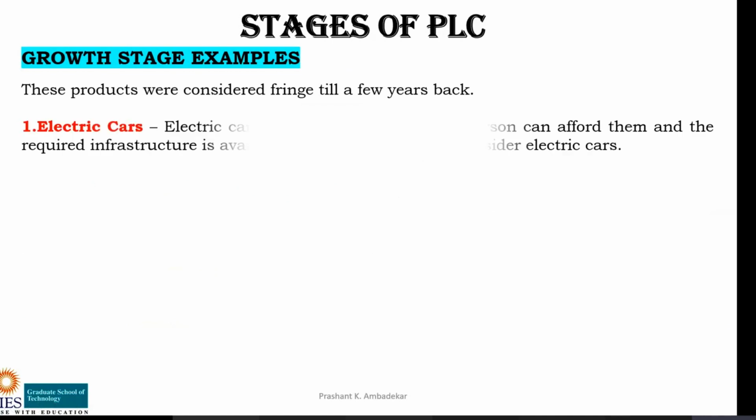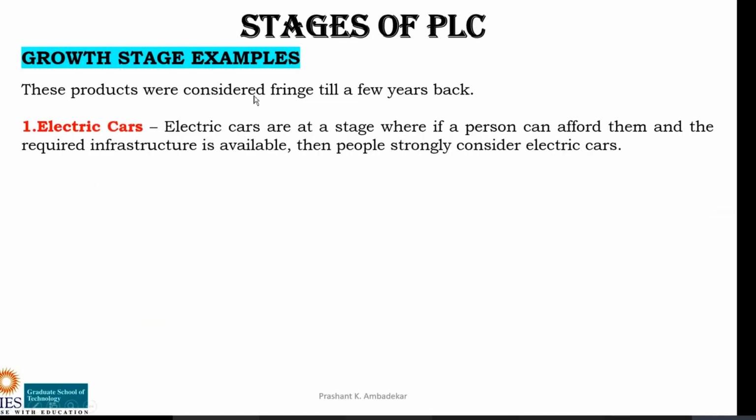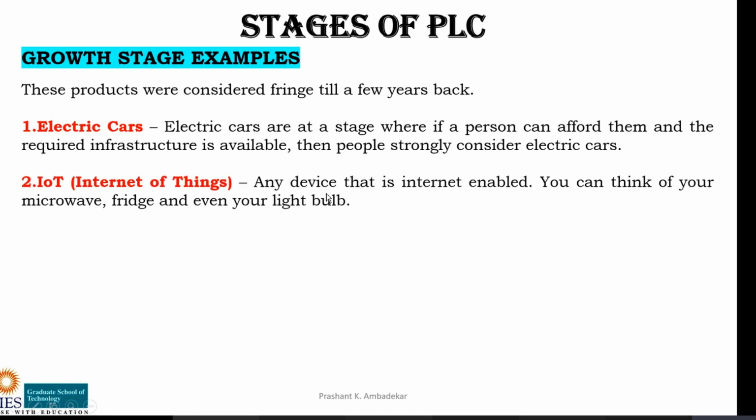Then growth stage. Growth stage means the products were considered fringe till a few years back. Now they are in the market. Electric cars. Okay, they are in the market, and slowly these products are getting popular. Internet of Things: with the fourth industrial revolution, the Internet of Things has come into the picture, and now you can think of your fridge, microwave, or even light bulb. It can, and at some places this is happening. So it's not in the introduction stage; it's in the growth stage.